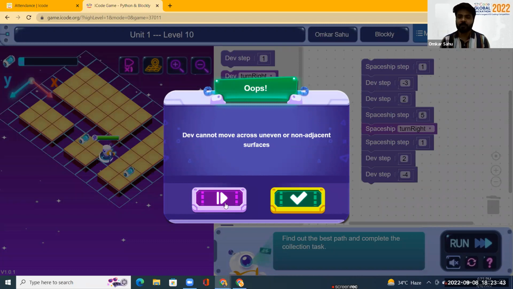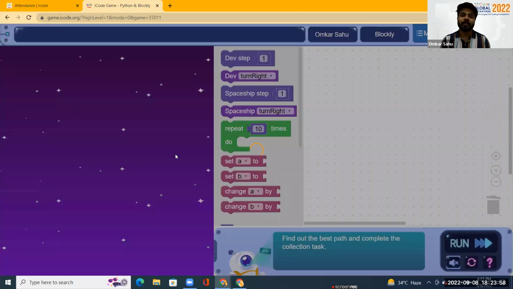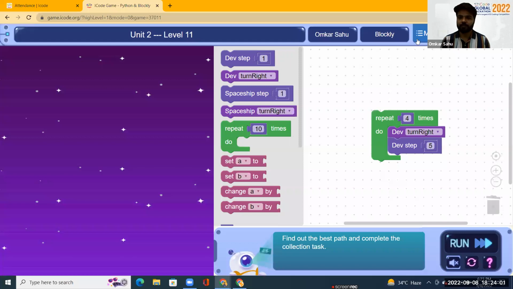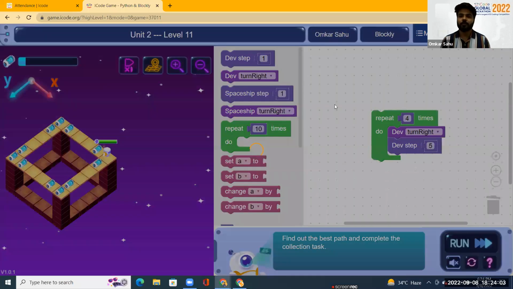Whenever you are attempting the program, you need to visualize the movement of Dave. In this case, it is saying Dave cannot move on uneven surfaces. That means the character Dave, which is there. Oh my goodness, I'm so sorry. I need to go back.